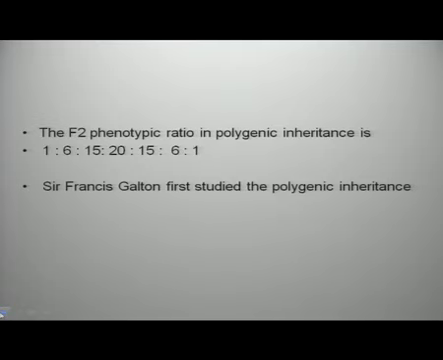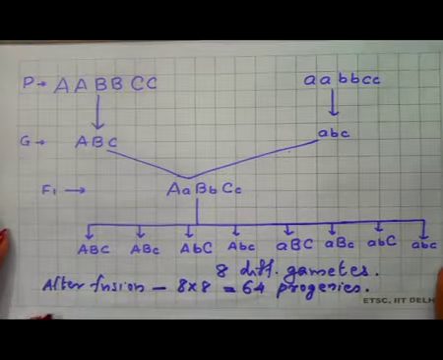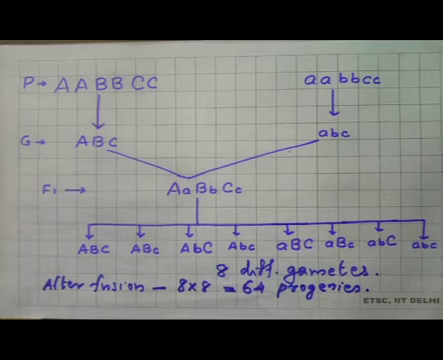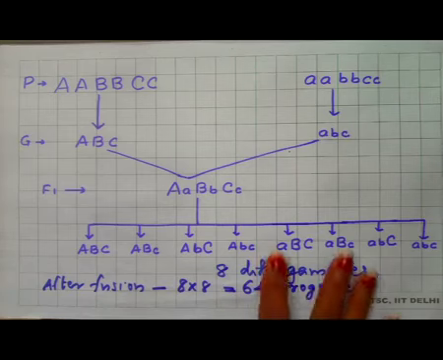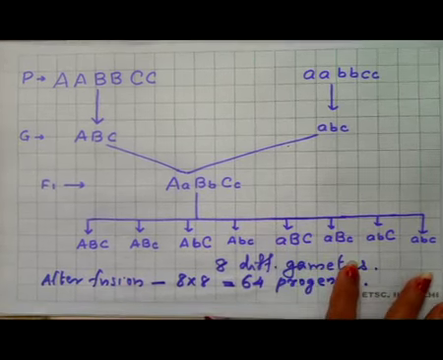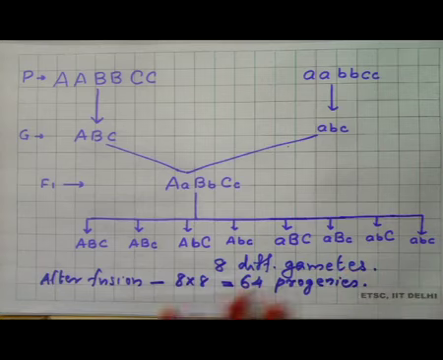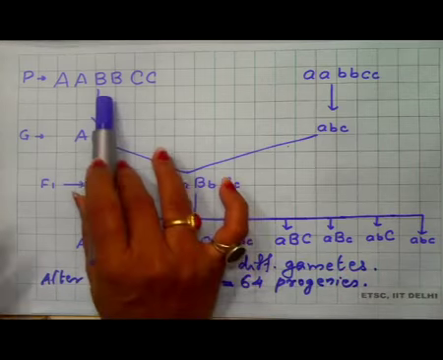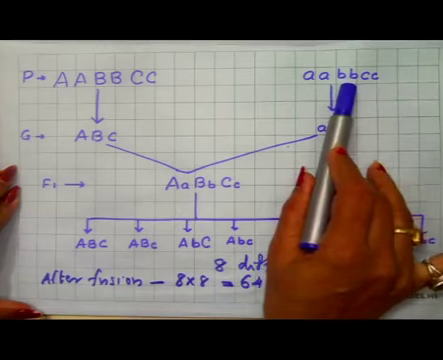Here I will show you the gamete formation, and you try to work out the F2 generation using the Punnett square. Here is the parental generation.